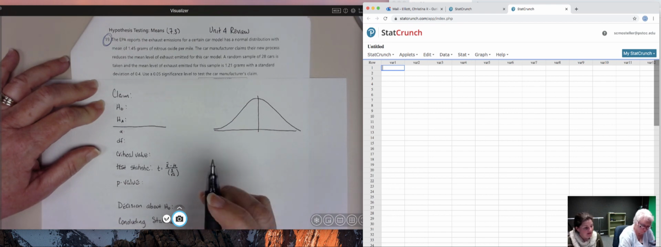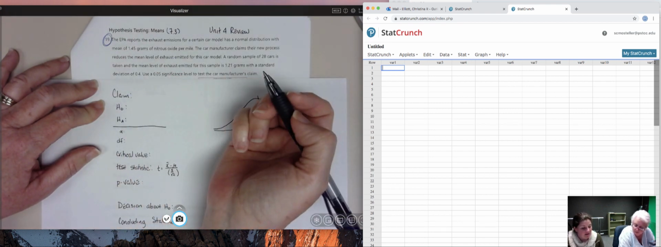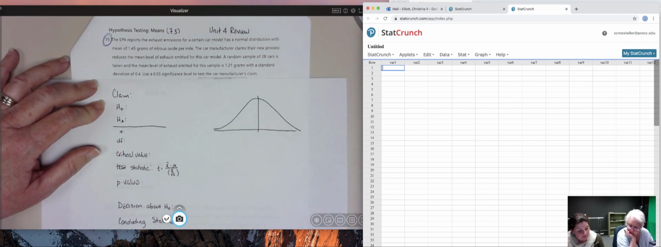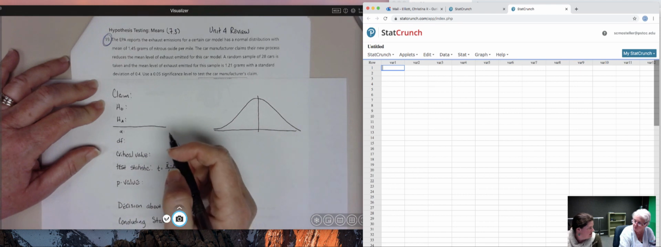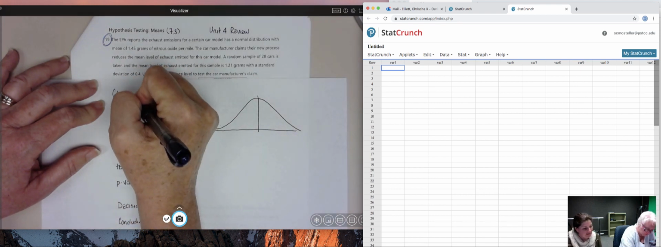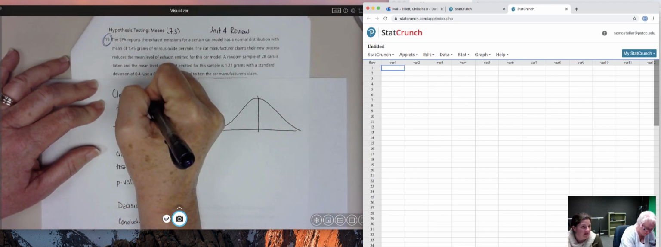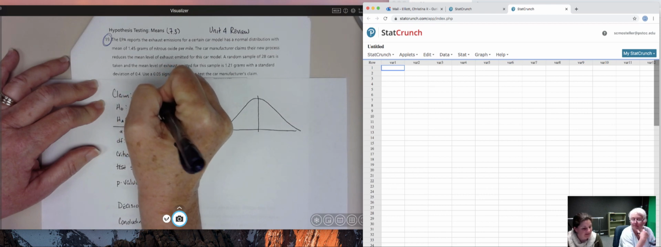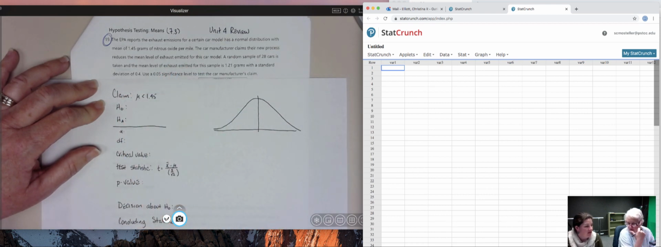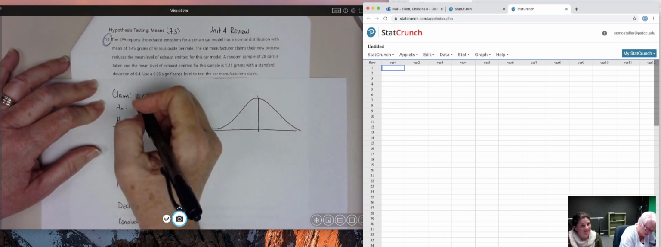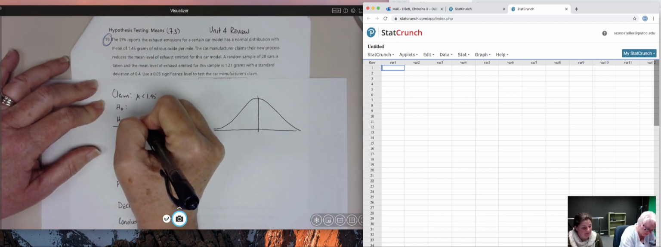So the claim is that it reduces the mean level of exhaust from 1.45. So our claim is that the new mean, mu, is less than 1.45. My claim is that I have reduced it. So that is going to be the alternate hypothesis, because there's no equal sign.